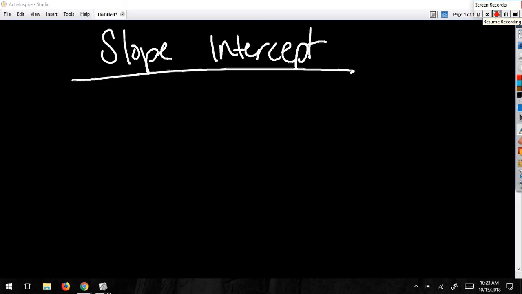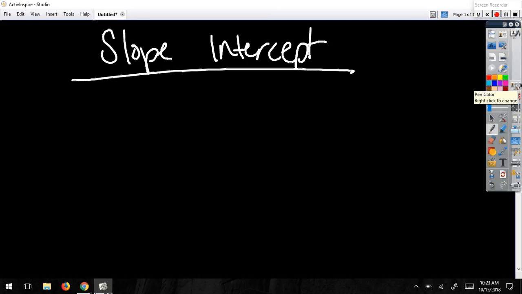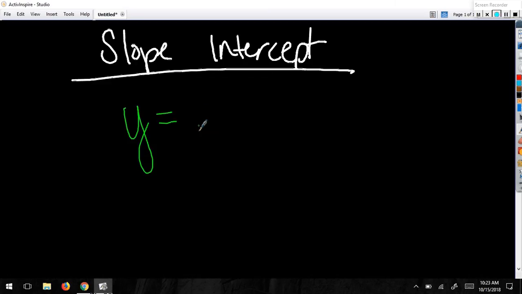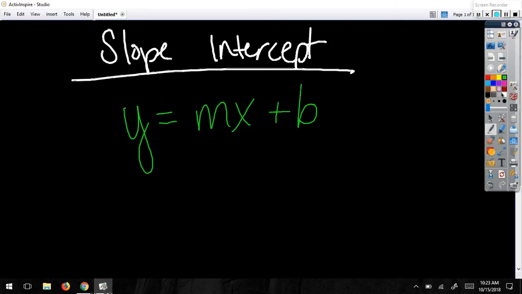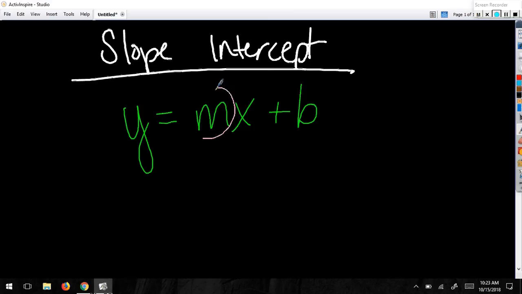So this is a new form, and we kind of already did this, but you didn't know what you were doing. Remember that first section when we solved for Y and we got Y all by itself? What we were doing was we were actually getting it in slope-intercept form. So slope-intercept form is exactly what it sounds like. We've been working a lot with M. What does M represent? Slope.